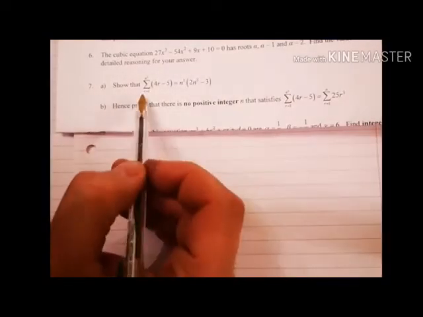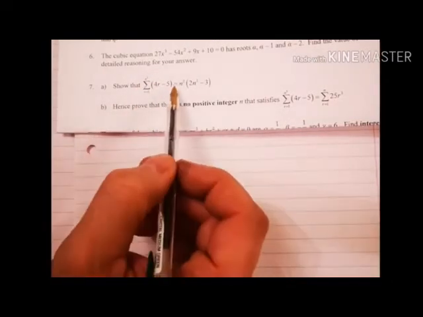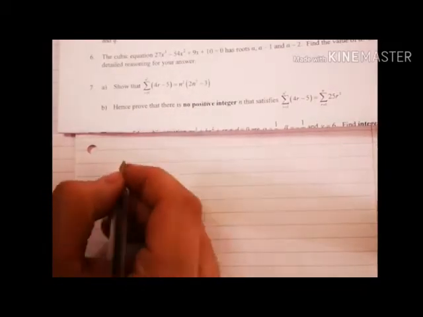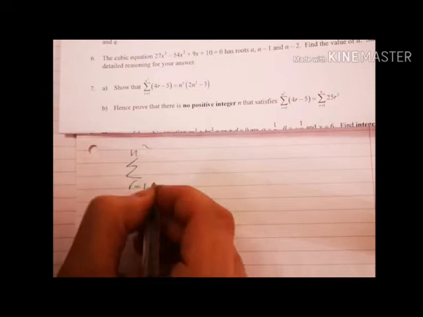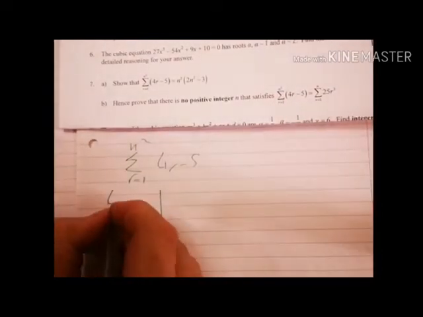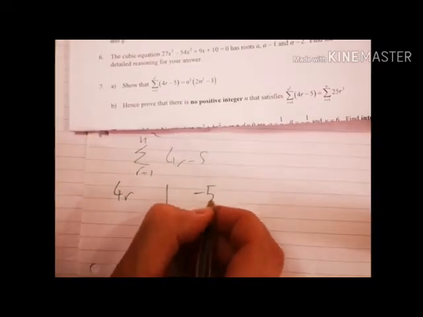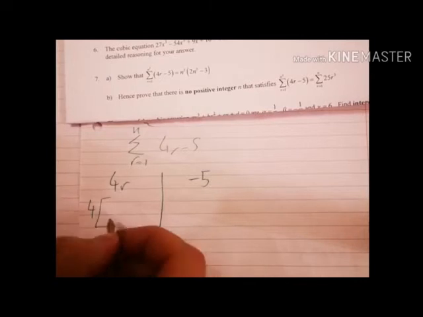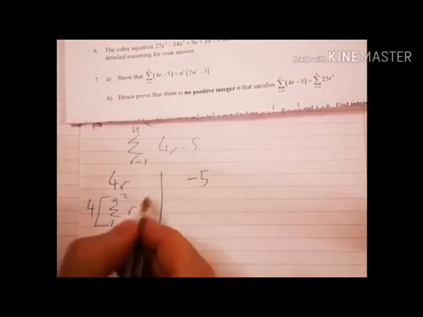Right, show that the sum of 4r minus 5, starting at 1, ends at n squared, must equal n squared brackets 2n squared minus 3. Okay, so it's going to be the sum of r equals 1 to n squared of 4r minus 5. I like to always split these up into these component terms. This one here I'm going to deal with 4r, and this one here I'm going to deal with my negative 5. Okay, my 4r is 4 lots of the sum between 1 and n squared of just r.